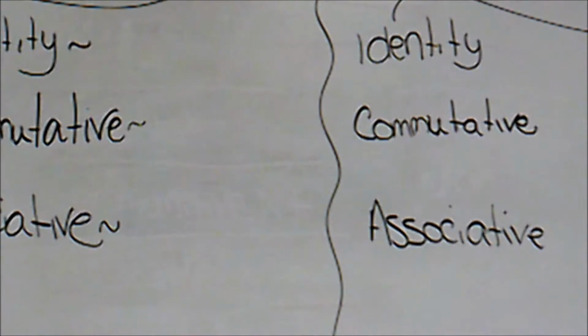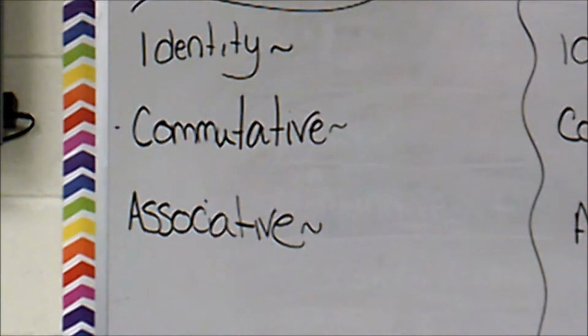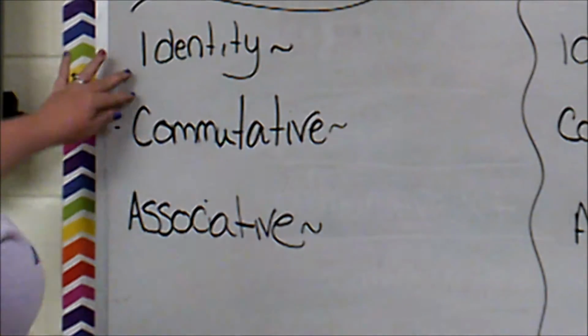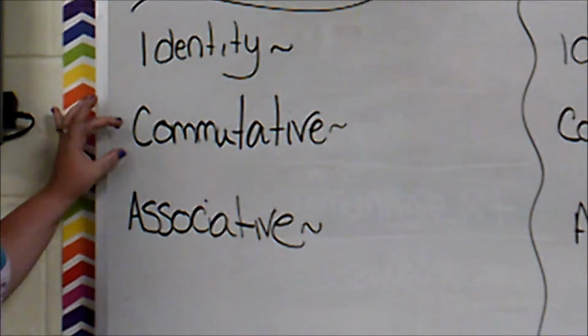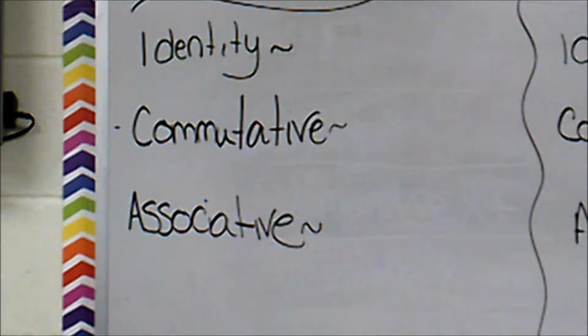include the identity property of addition, the commutative property of addition, and the associative property of addition. Now, if it was me, I would probably leave 3 or 4 lines in between each of these to be able to put a definition as well as an example of each property to be able to help you identify them.